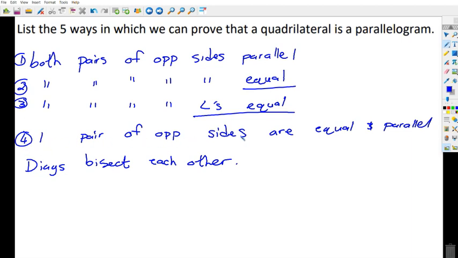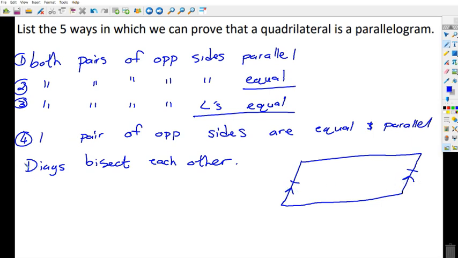One pair of opposite sides are equal and parallel. So what does that mean? Let me draw it here for you. There's my parallelogram. Basically it just means that one pair of opposite sides are both equal and parallel. Only one pair. If you can prove that, then it's a parallelogram.